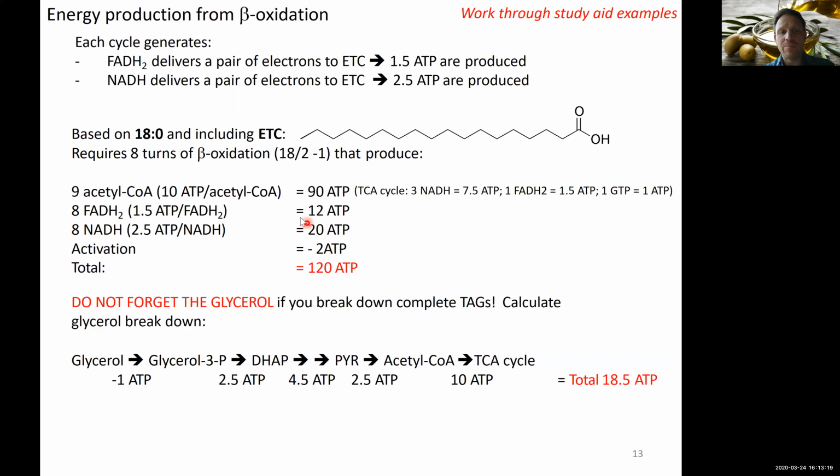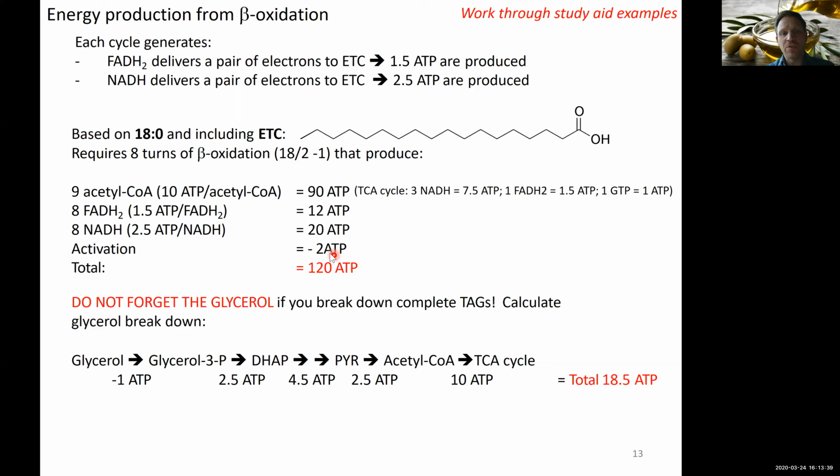Now, really important to keep in mind also is our activation step. We had discussed that we need 2 ATP to activate our fatty acid by condensation to our CoA cofactor, so we have to subtract this. So we get a total here for an 18-0 fatty acid of 120 ATP.